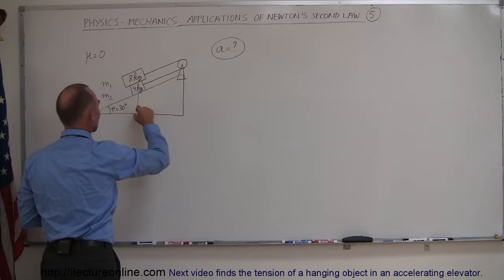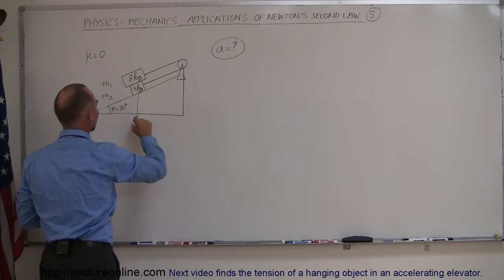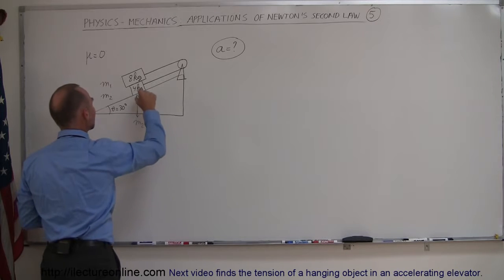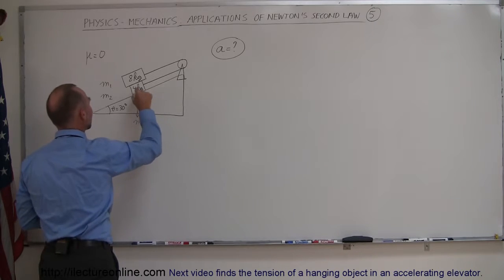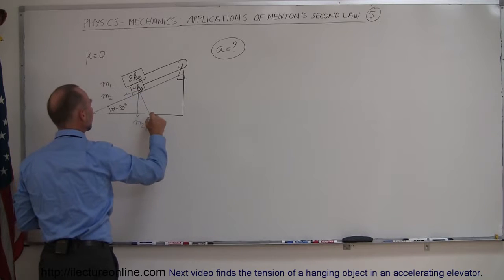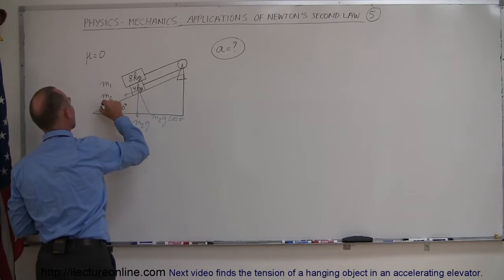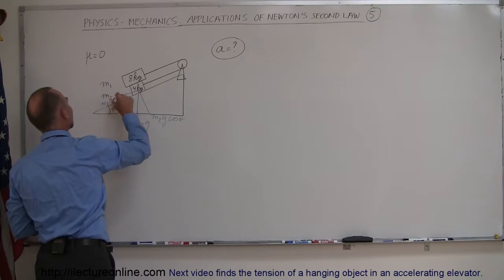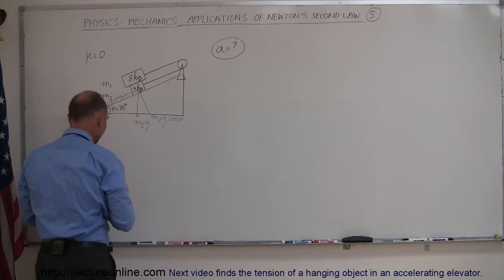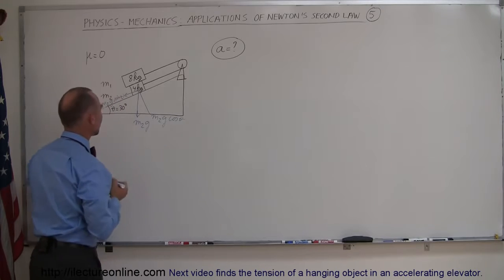So here we have the weight of the second mass. This is m2g. And here are the perpendicular components and the parallel components of m2g. So this would be m2g times the cosine of theta. And here this would be m2g times the sine of theta. I'll use a different color for the second mass, otherwise it gets a little messy here.